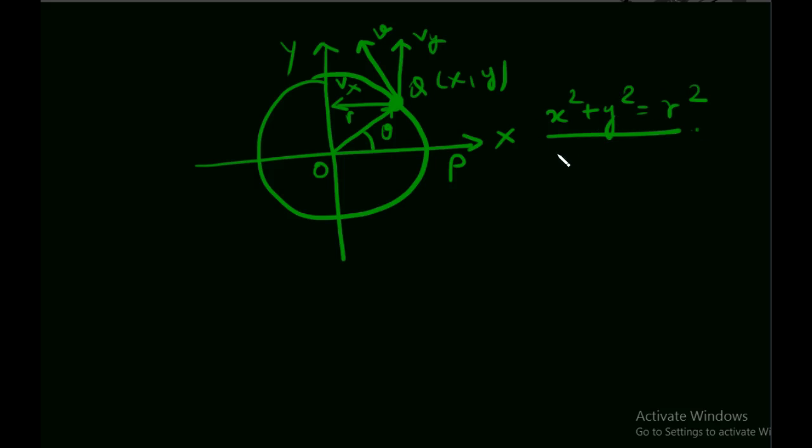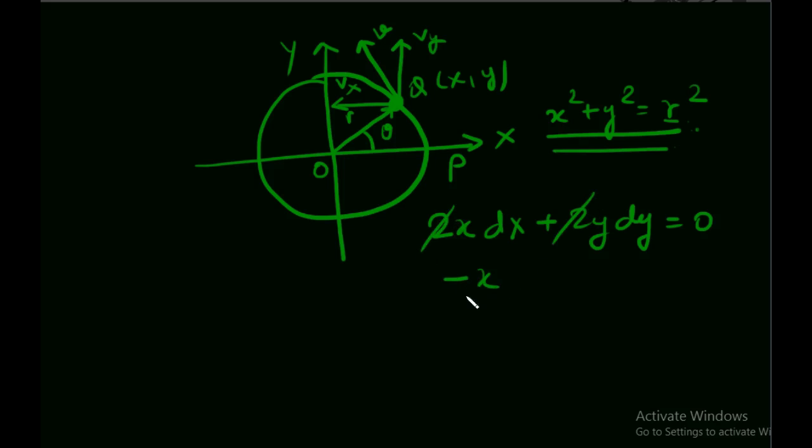So now I differentiate this equation first. 2x dx. I hope everyone knows differentiation, or you can view my previous lectures. I have discussed differentiation in great detail. Okay, this is a must for everyone. 2y dy, this would be equal to 0 because r is constant. Differentiation of a constant is always 0. 2 gets cancelled out. Minus x over y would be equal to dy by dx.